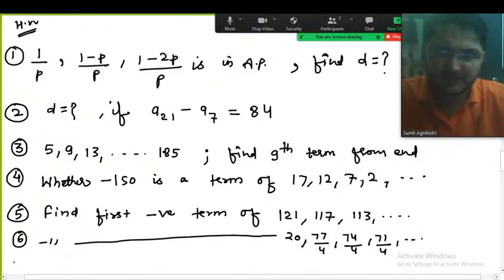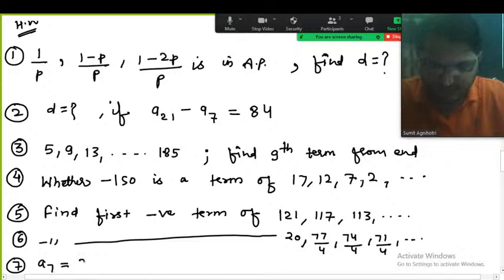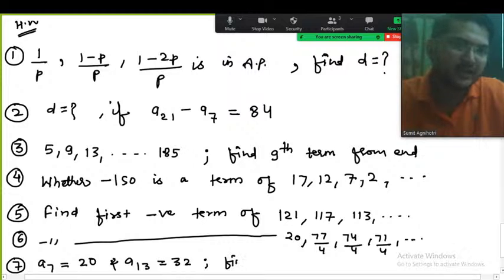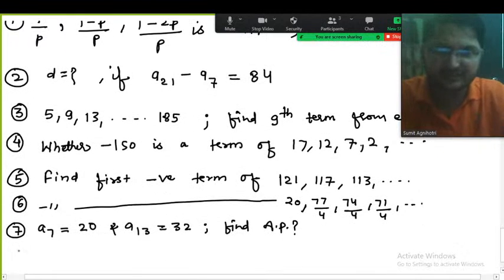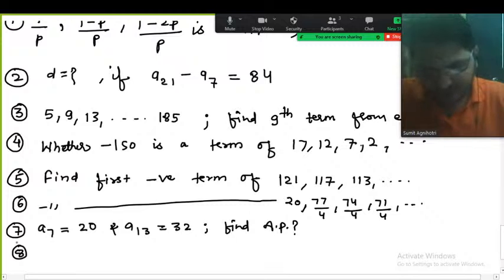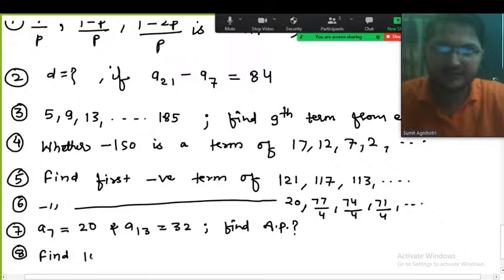Yeah, the last one, all these 7 questions. You are given that the 7th term is 20 and the 13th term is 32, and I just want you to find the AP, or form the AP. And it looks good if we write values in even numbers. That's why I'm including one more question for you: find the 10th term from the end.